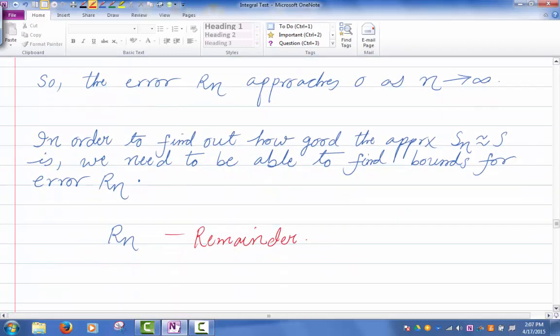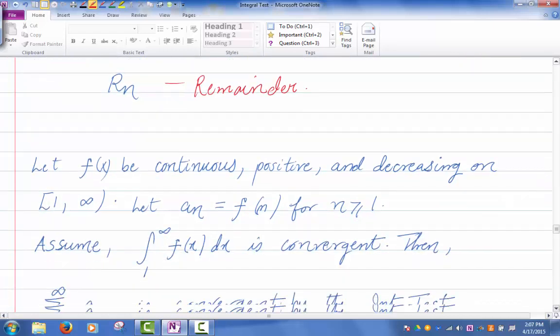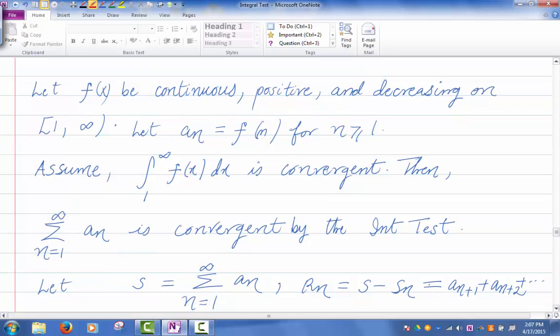In order to do that, that's not possible always, but in some cases it is. So let's see when we can come up with a bound for the error. In order to find out how good the approximation Sn is for s, we need to be able to find bounds for the error Rn. Rn is also called the remainder. And we could do this when we can apply the integral test.